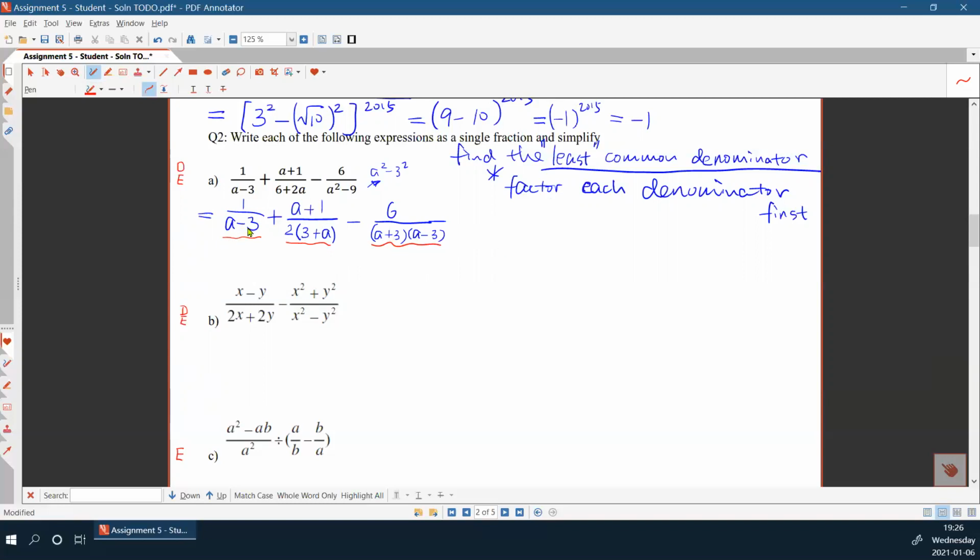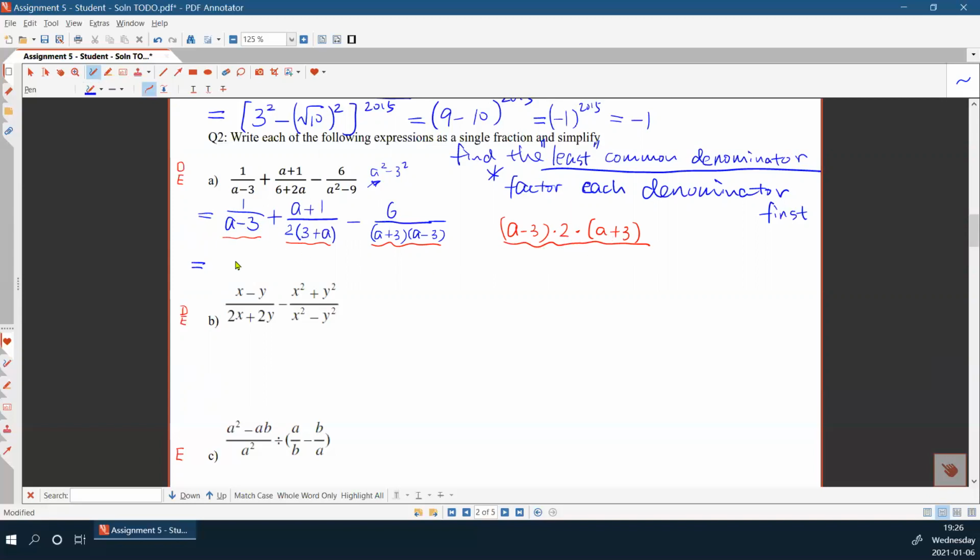Okay, this one has a minus 3. Second one has 2 times a plus 3. The next has a plus 3 times a minus 3. So the least common denominator should be a minus 3 times 2 times a plus 3, right? This is the least common denominator of the three terms. And then we can convert each term using the least common denominator.